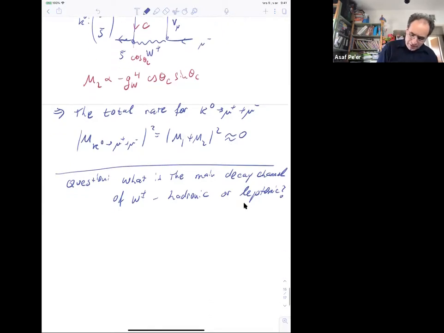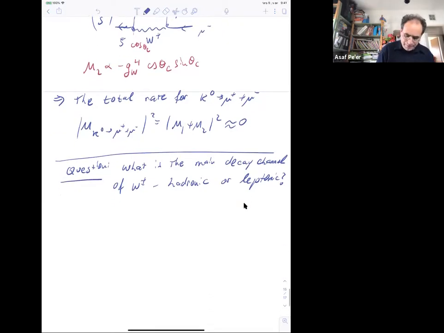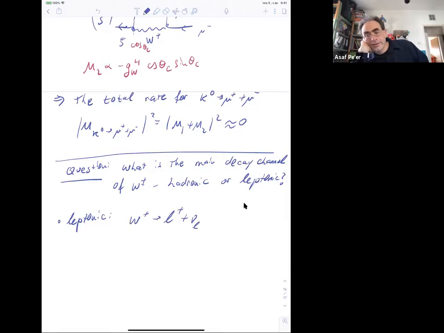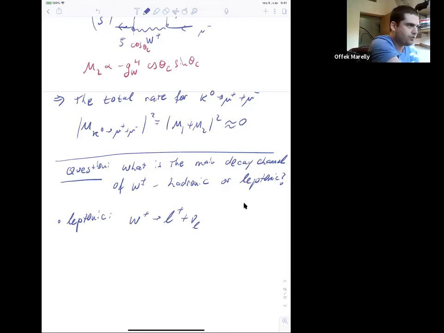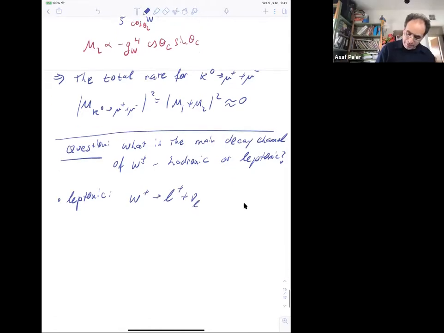Okay, let's try to answer this question. If it's a leptonic decay, the W, let's say plus, would go into a lepton plus neutrino. What do we know about leptonic decay? We know that there is no generation mixing, right? So how many decay channels are there? Three, one for each generation? Exactly, very good. So we have 3 decay channels.